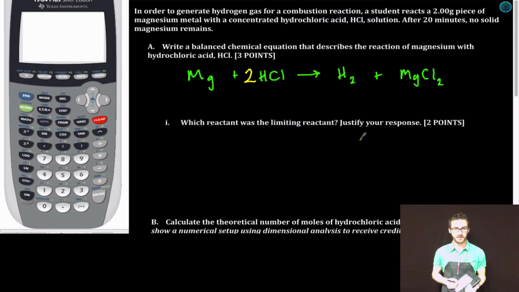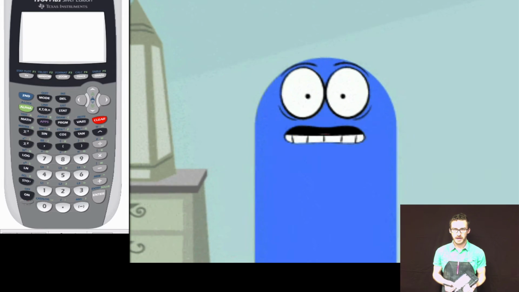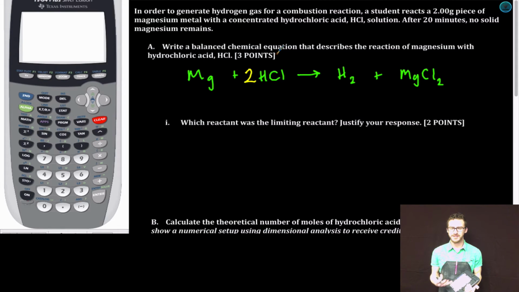Justify your response. Alright, well, I've got 2.00 grams of magnesium. I'm not given any amount of hydrochloric acid. How am I supposed to determine what the limiting reactant is if you don't tell me how much of each reactant I have? Way to mess this up, Boylan. No, sometimes I'm just asking you to think about, do you understand in a general sense what a limiting reactant is? As you read this question, we're told that after 20 minutes, no solid magnesium remains. Well, what does that imply about which reactant is limiting?